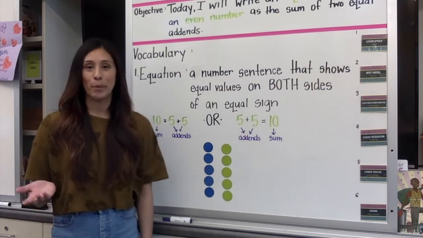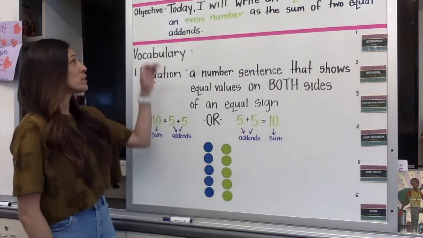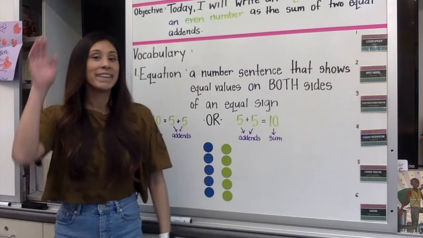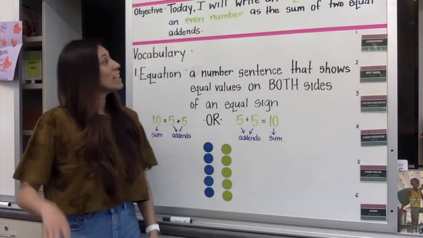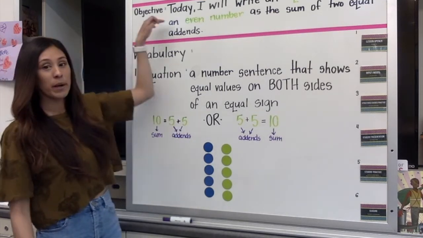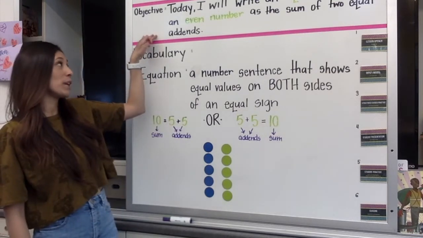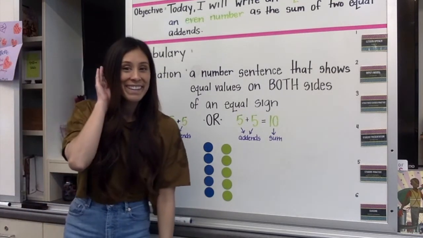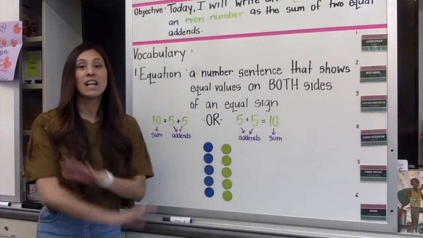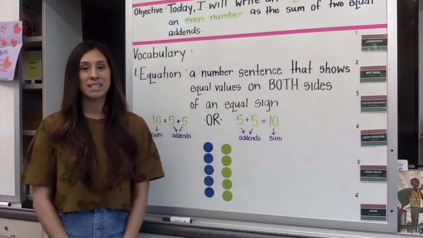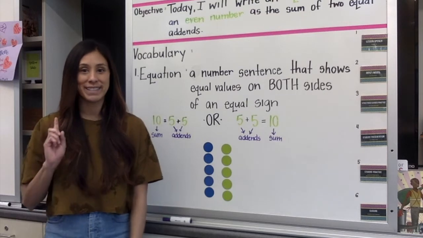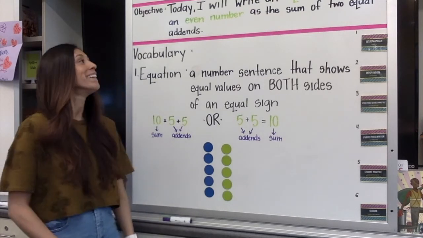So you're going to repeat after me, as usual. Today I will write an equation to express an even number as the sum of two equal addends. Nice job. So that is a lot of words. That objective might not make sense to you just yet, but don't worry, it will.